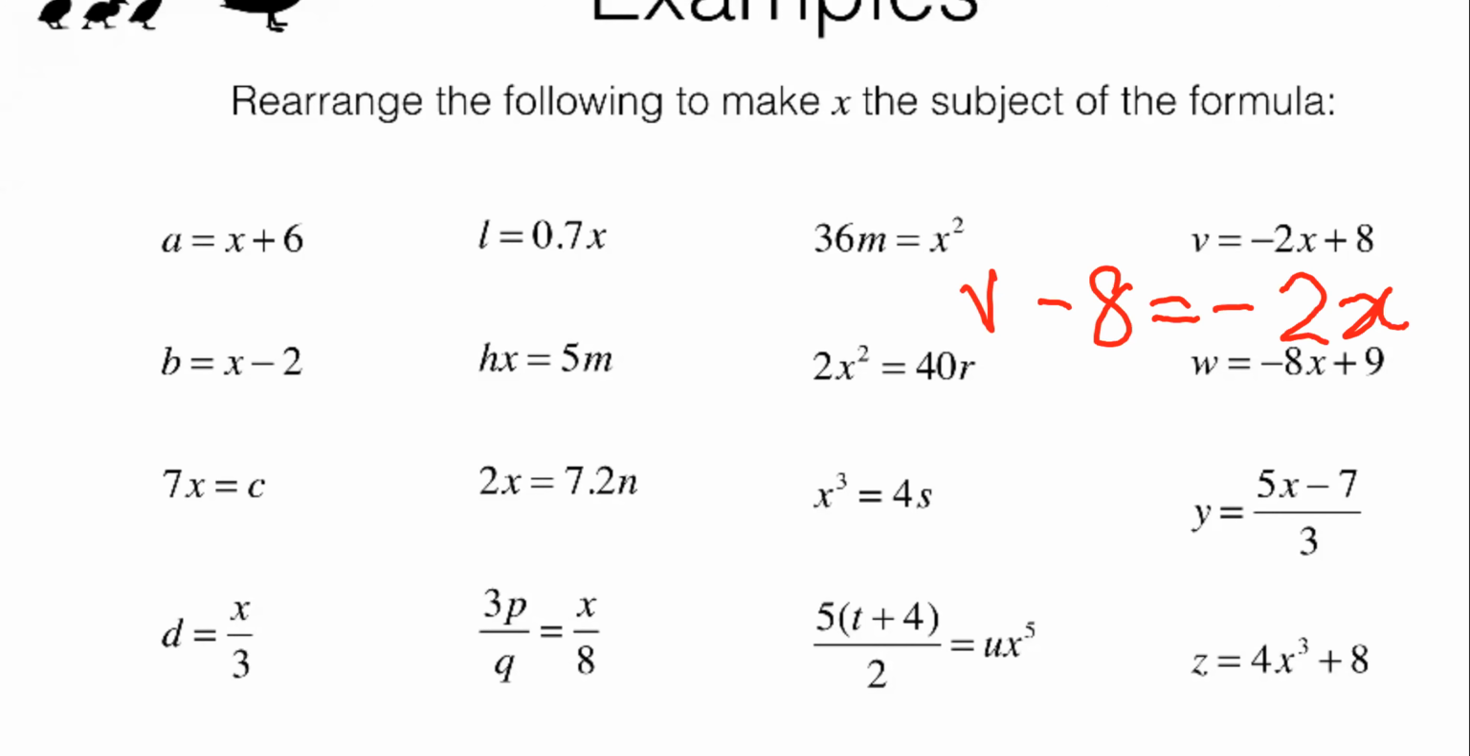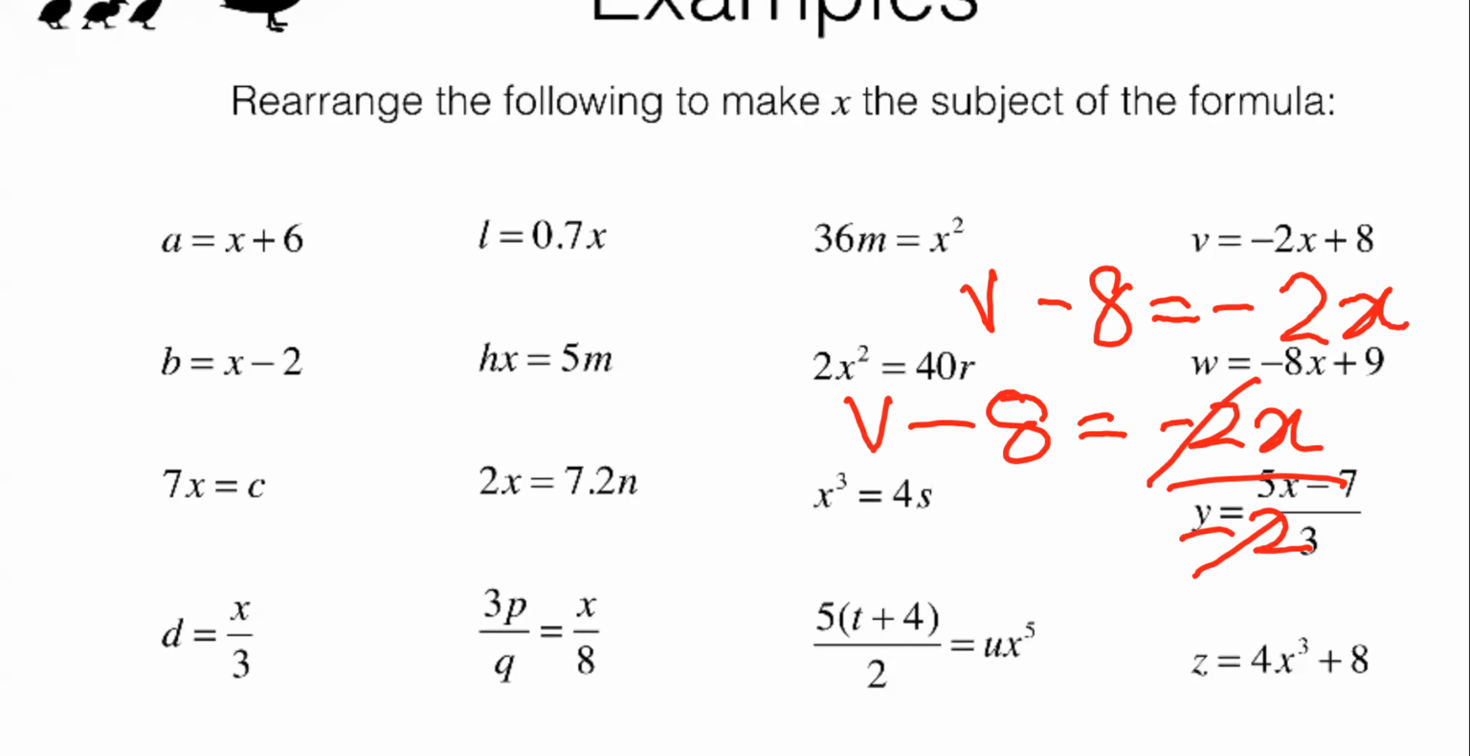Now don't try to take minus 2 to the right hand side and don't try to make it positive 2. It is a negative term connected with this multiplication. Then you have to divide, because we are removing the minus 2 only. So v minus 8 equal, when you divide both sides by minus 2, the minus 2 gets cancelled. The final answer is x equal v minus 8 upon minus 2. That's the final simplified answer.